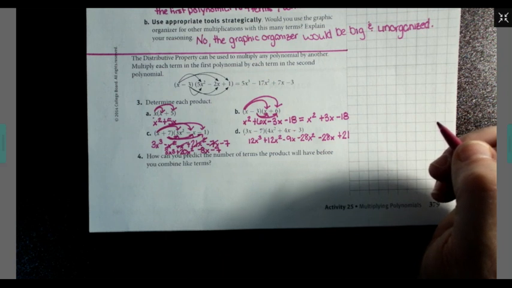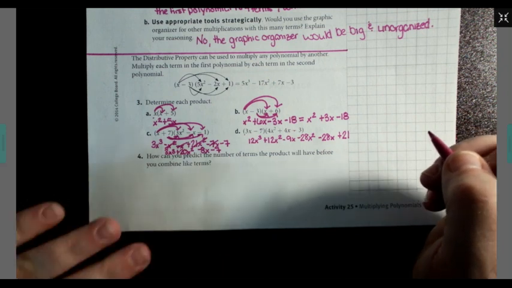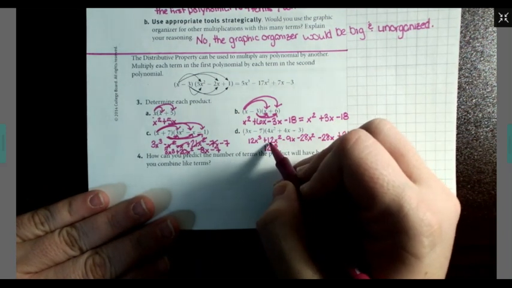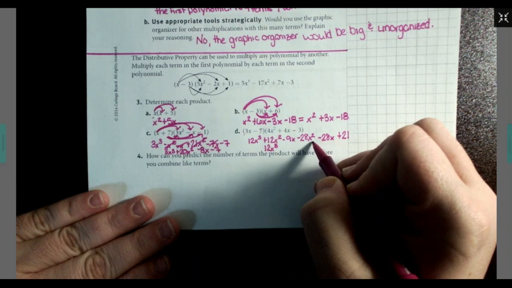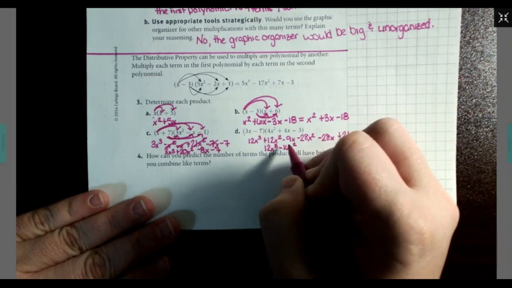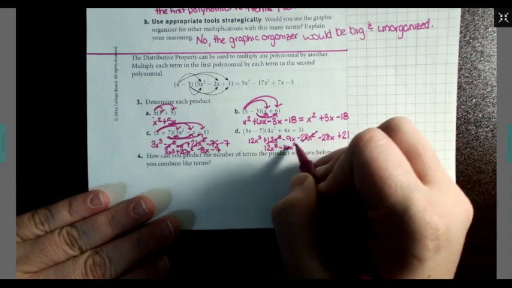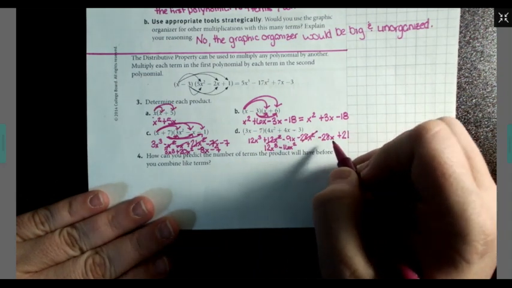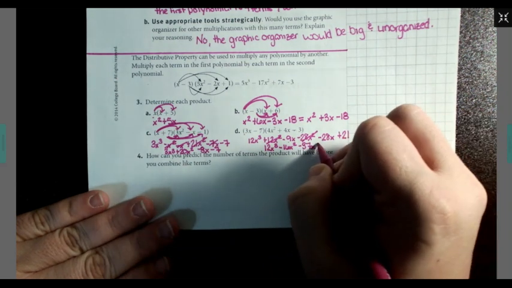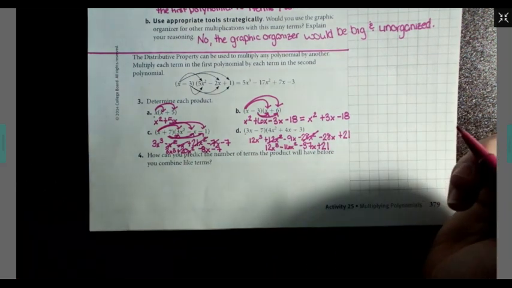We're going to go ahead and combine our like terms. So we've got 12x cubed. We've got 12x squared and negative 28x squared. So it's going to be negative 16x to the second power. We've got negative 9x and negative 28x. That makes negative 37x. And then we got plus 21.